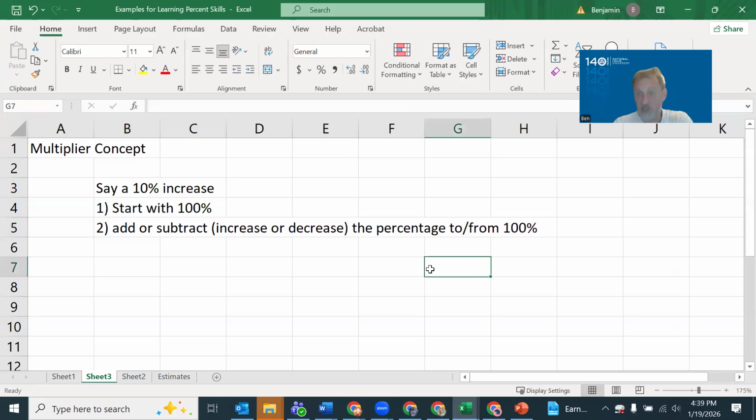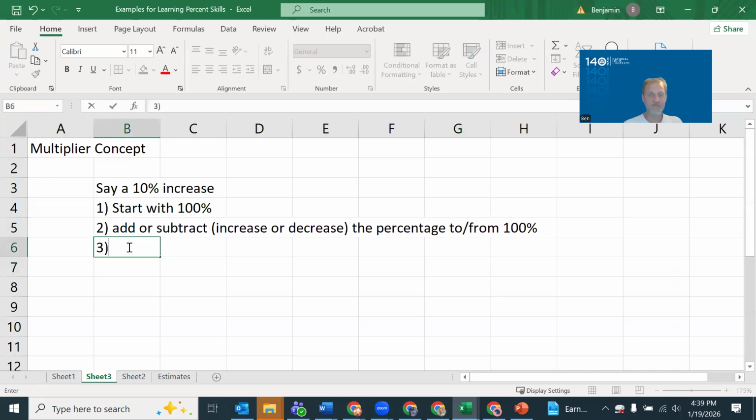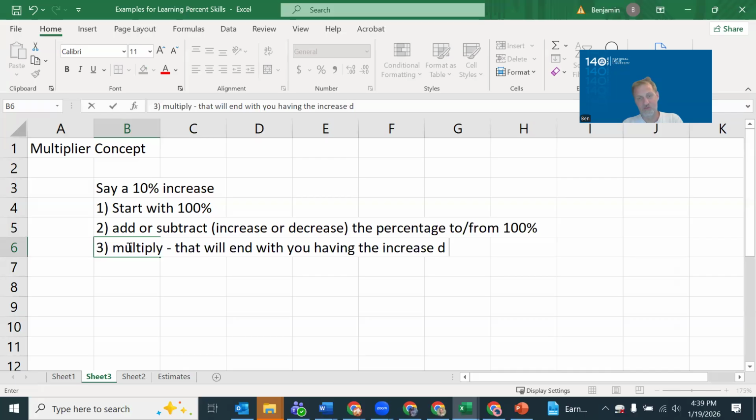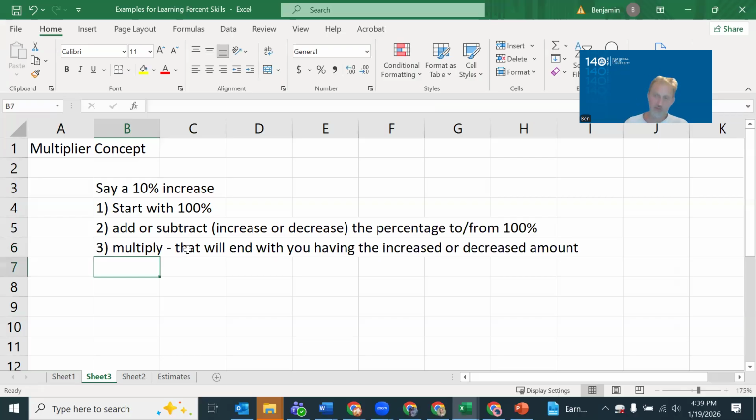I just start with 100%. 100% comes first, then you're adding your percentage or you're subtracting your percentage. And then finally, you're going to multiply. And that will end with you having the increased or decreased amount. So it's really just 3 steps. Start with 100%, add or subtract, multiply.